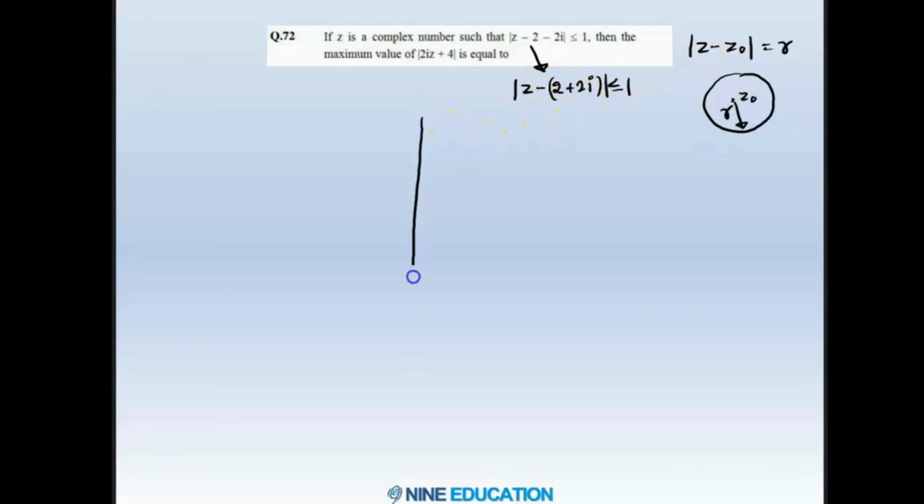Now this can be written as |z − 2 + 2i| ≤ 1. Anything of this format, |z − z₀| = r, basically represents a circle with center at z₀ and radius r. So if we observe, the center of this particular circle is (2, 2). Okay, so let me plot the given circle first.